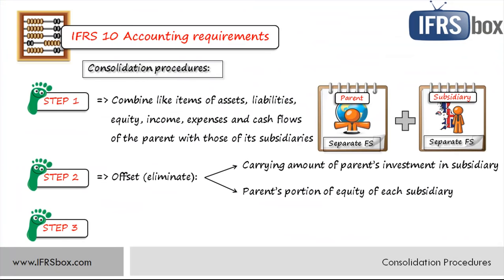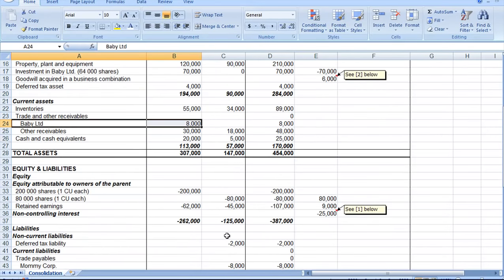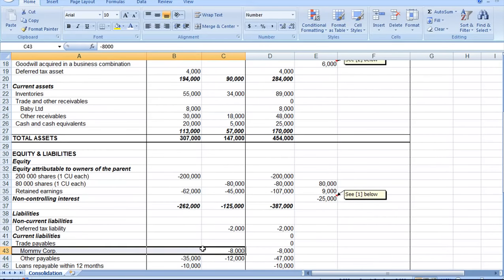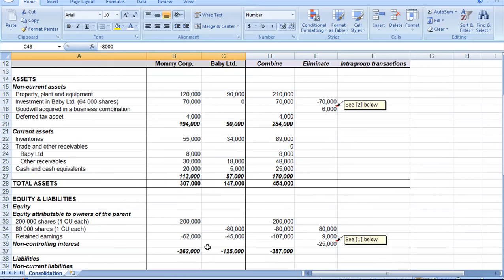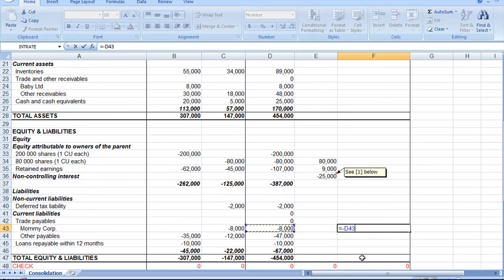Step number 3 is to offset or eliminate in full intragroup assets, liabilities, equity, income and expenses and cash flows relating to transactions between companies in the group, because from the point of view of external users to the group, there is no transaction. So when you look here, mommy has a receivable to baby amounting to 8,000. And baby has a payable to mommy amounting to 8,000. So how do we eliminate it? We simply debit payables with 8,000 and credit receivables with the same amount.